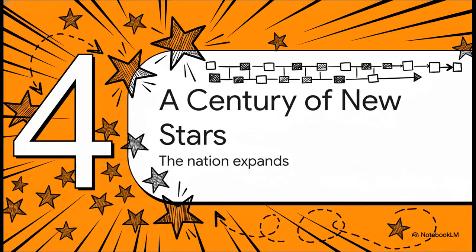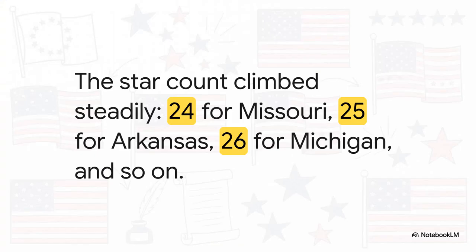Okay, so with this clever new system locked in, the flag was finally ready for what was coming next, a whole century of rapid, nonstop expansion. And wow, did that star count start to climb. The new stars just kept on coming. We got 24 for Missouri, 25 for Arkansas, 26 for Michigan, 27 for Florida, 28 for Texas. I mean, you get the picture. The system was working perfectly.